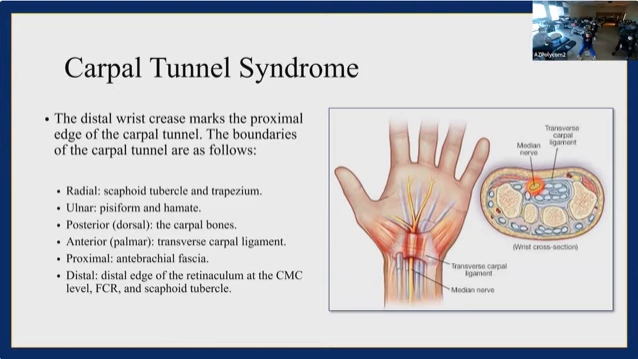All right, so the distal wrist crease marks the proximal edge of the carpal tunnel. These are the boundaries. This is a layup test question. What are the borders of the carpal tunnel? A, all of the above, whatever. You should know the borders. You should know the anatomy. That's where we're getting out at.